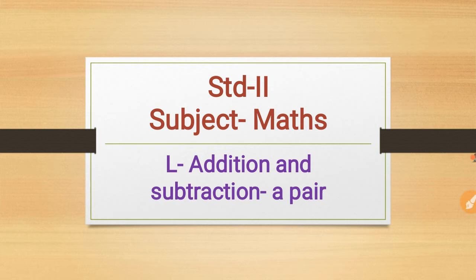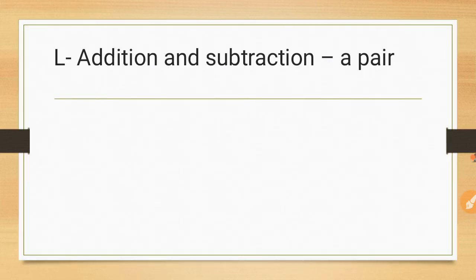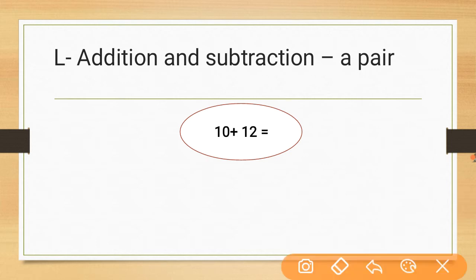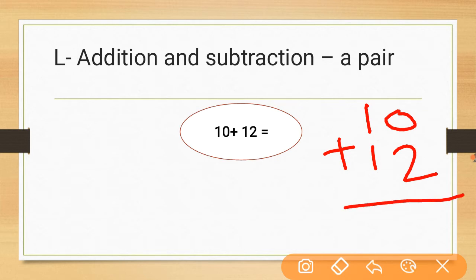Welcome to Maths class. Today we are going to learn a new lesson: addition and subtraction of pair. So let us see some examples. 10 plus 12. Now we are going to add this. See, 10 plus 12. 0 plus 2 is 2, 1 plus 1 is 2. So here we will get the answer 22.